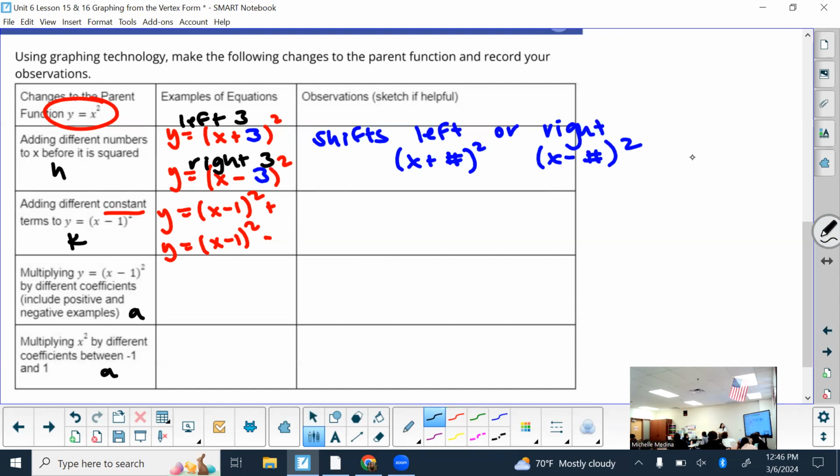So then table 2, what about when you add different constant terms to an expression? Give me an example of something you added. All right, and then let's also do one where we subtract a 2 or add a -2. What does that do to our graph?